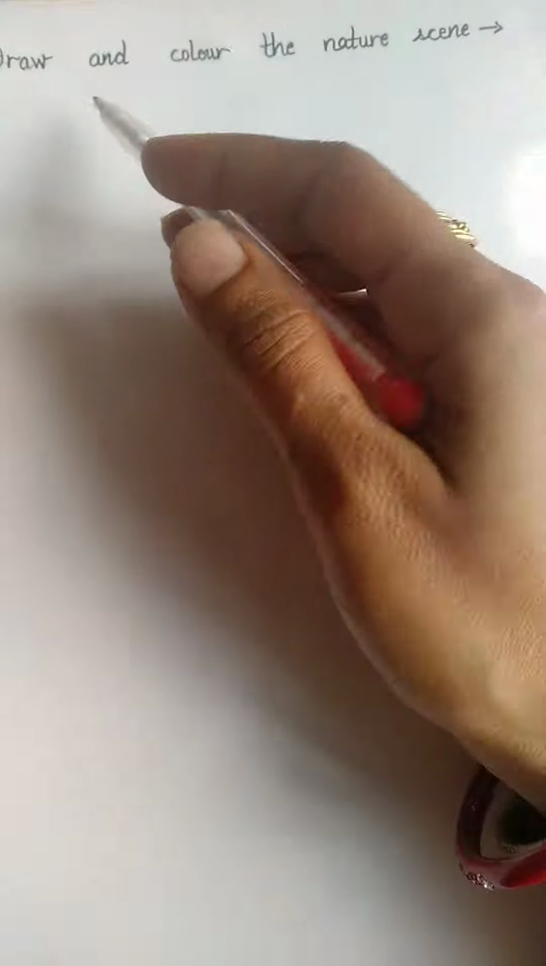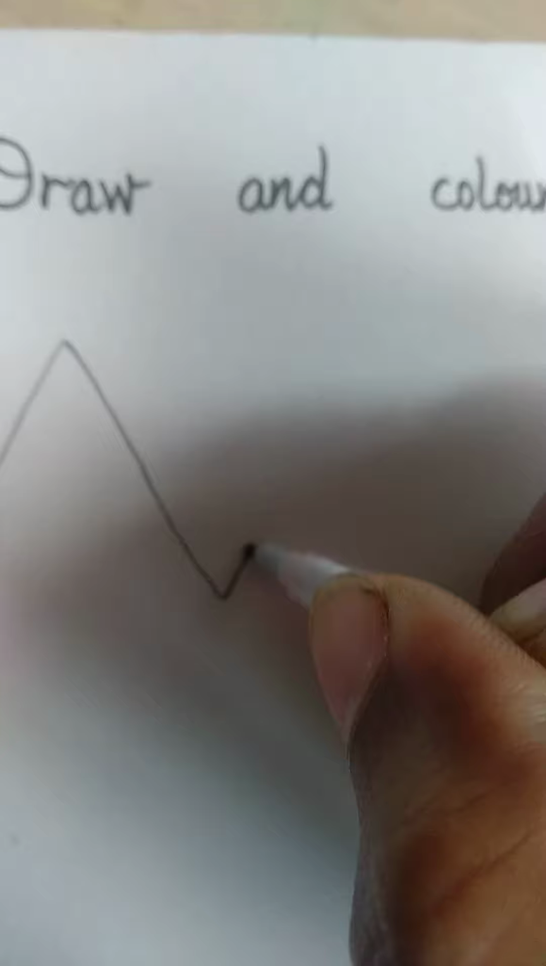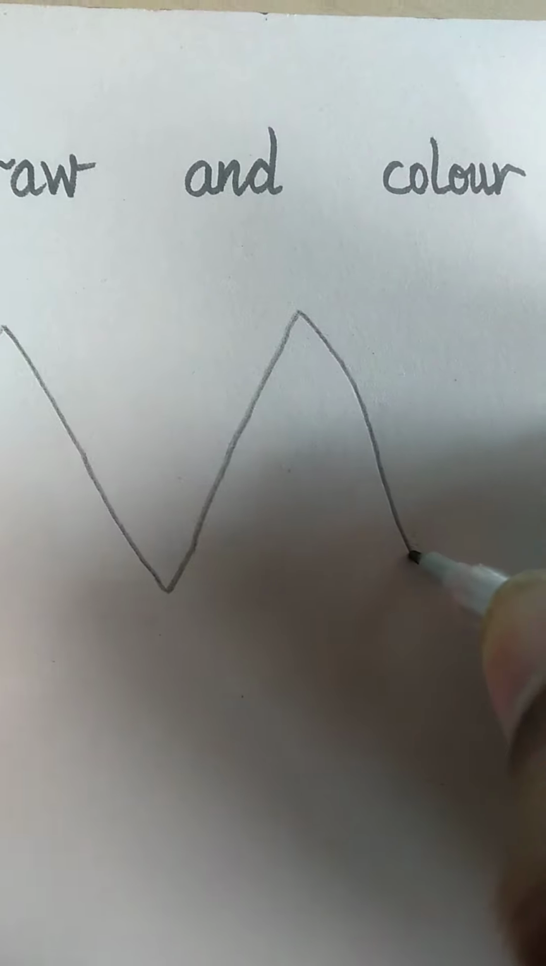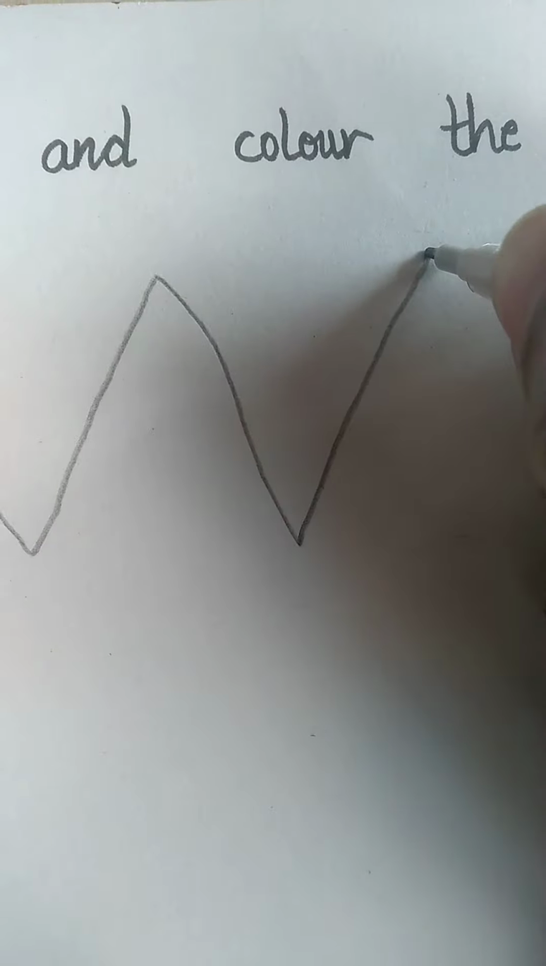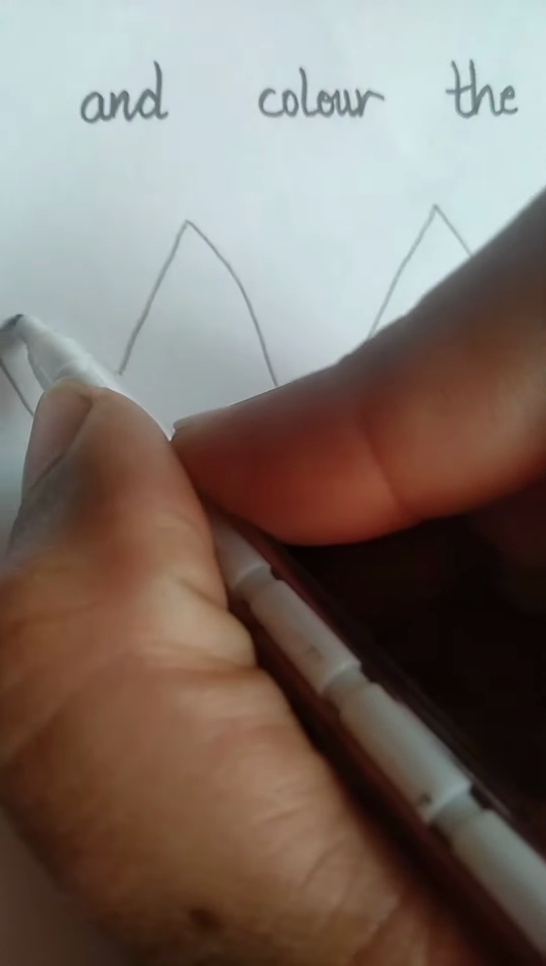Today we will learn how to draw and color the nature scene. First of all we will draw the mountains. Slanting line up, slanting line down, slanting line up, slanting line down. In this way we have made mountains. After that we will make the sun.